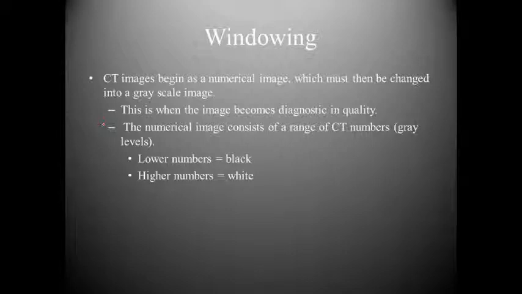We see that lower numbers, such as -1000, are considered to be black, and numbers such as +1000 are considered to be white. And the reason for this is bone is white, air is black. And so -1000 refers to a lack of density, whereas +1000 refers to increased density.